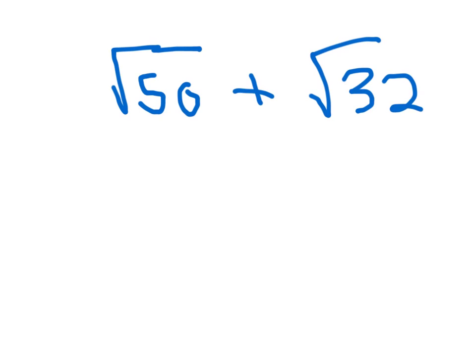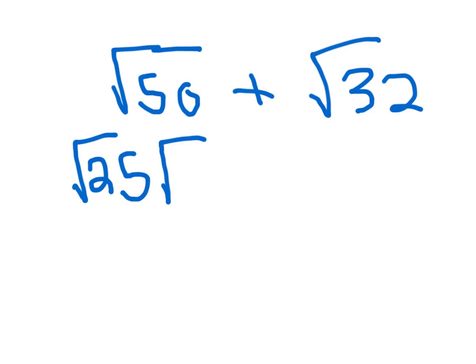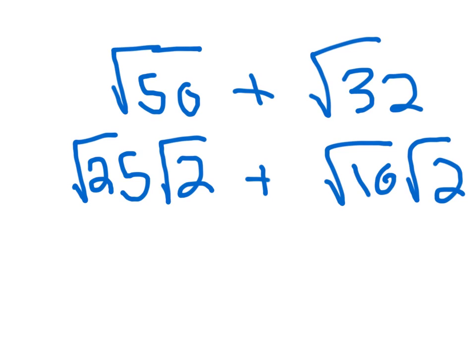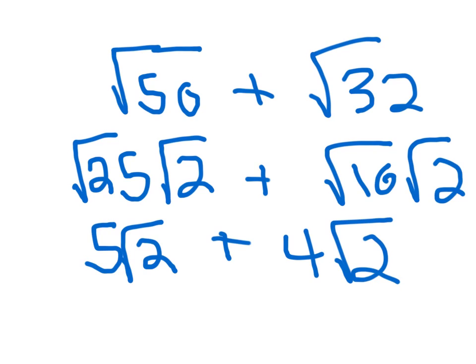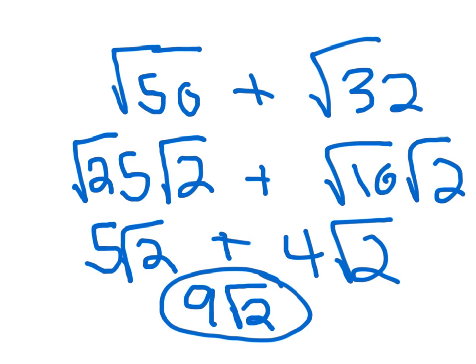Imagine I've got the square root of 50 plus the square root of 32. Well, both of those have a perfect square in them. 50 is 25 and 2. 32 is 16 and 2. The square root of 25 is 5, so I bring down my root 2. The square root of 16, of course, is 4. All of a sudden, I've got 2 like terms. 5 root 2 plus 4 root 2 combines to get 9 root 2. And notice the terminology I'm using. 9 root 2 means I have 9 square roots of 2, or 9 times the square root of 2. And that's how you simplify and add radicals.